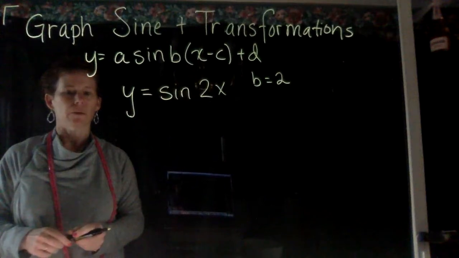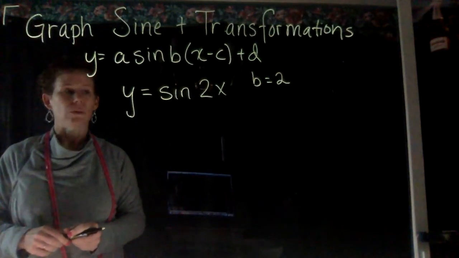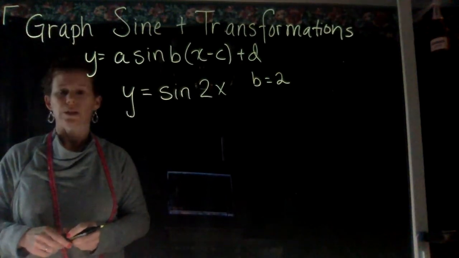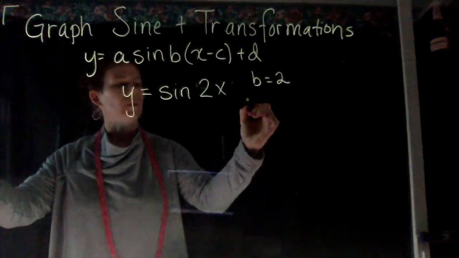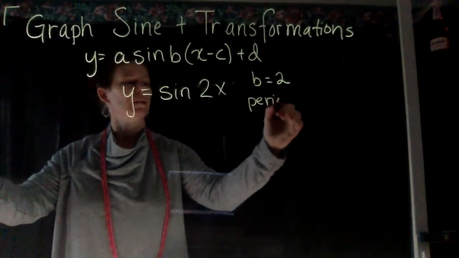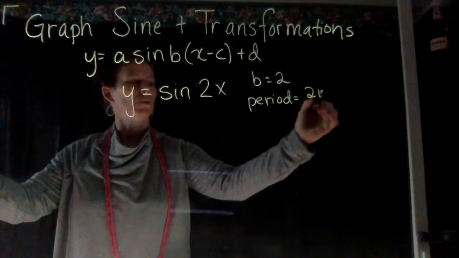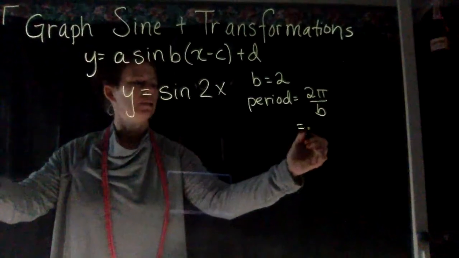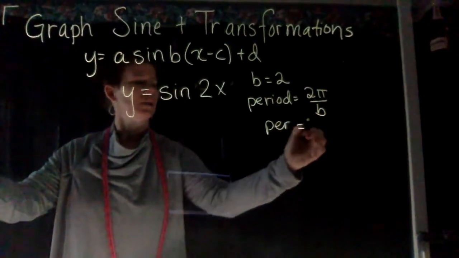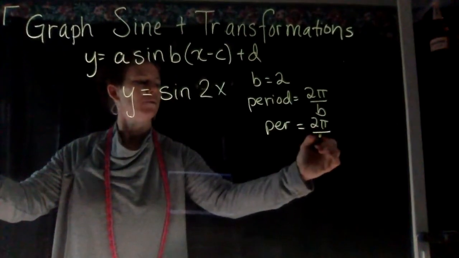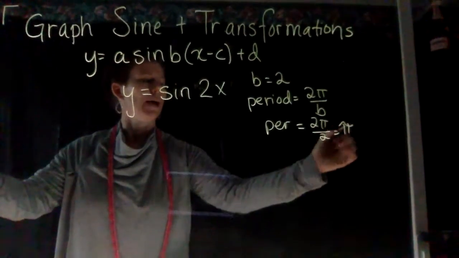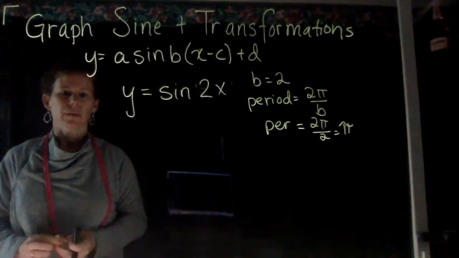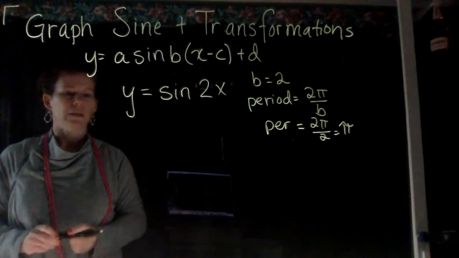The b value only helps you find your period. When you look at your original equation, you can't just see your period. So we have a little formula, period equals 2 pi over b. So when I plug that in, my period is going to equal 2 pi over 2, or pi. So you can see by putting a b value of 2 in there, we've made our period shorter.